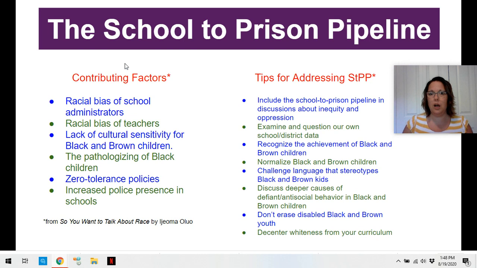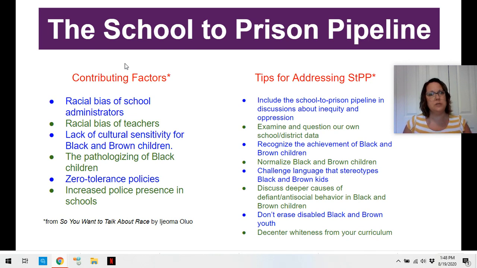In order to address these, OLO suggests these things. Include the school to prison pipeline in discussions about inequity and oppression, which we're doing right now. Examine and question our own school and district data. And as I said earlier, as we look at that, we have to be sure that we're not saying, okay, so Black kids are more likely to get suspended. We don't want to start looking at every Black kid as a possible suspension. That is the opposite of what we want to do.